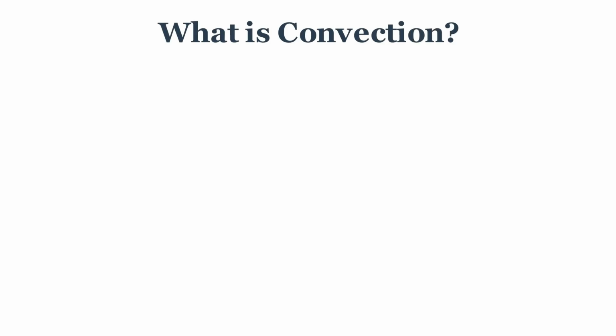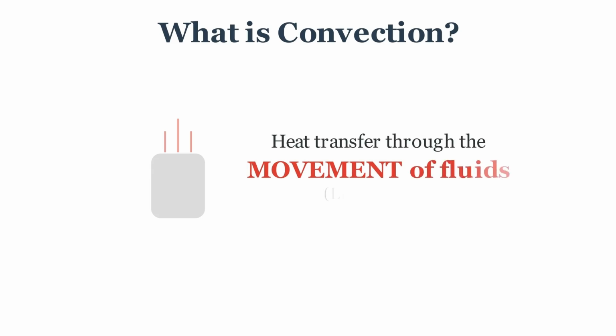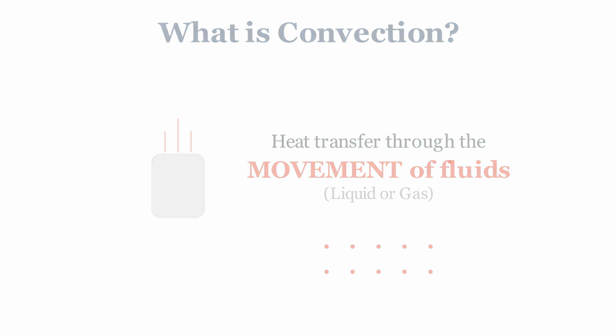Let's begin. First, let's understand what convection actually is. Imagine you're holding a hot cup of coffee. The heat from that coffee moves to your hand. But how? That's where convection comes in. It's heat transfer through the movement of fluids, whether liquid or gas. Now, there are two types of convection, and understanding the difference is critical.